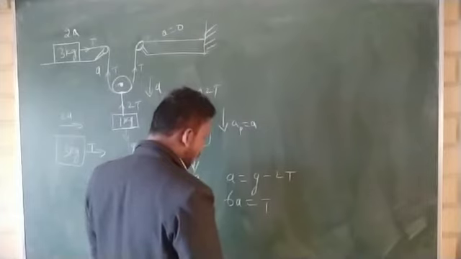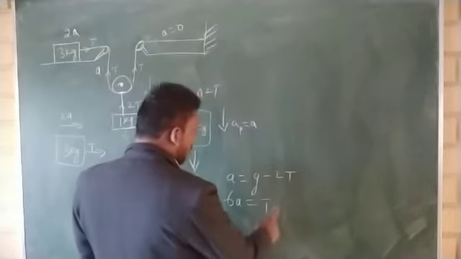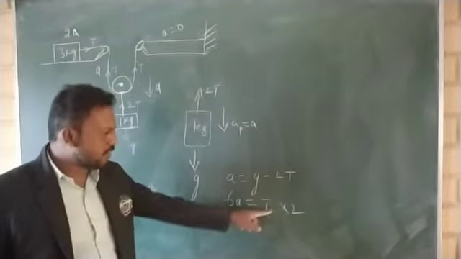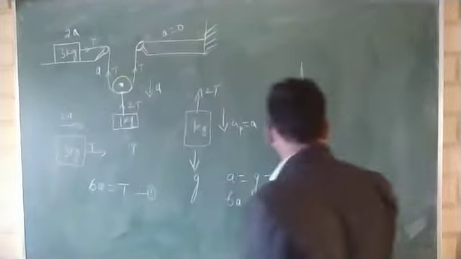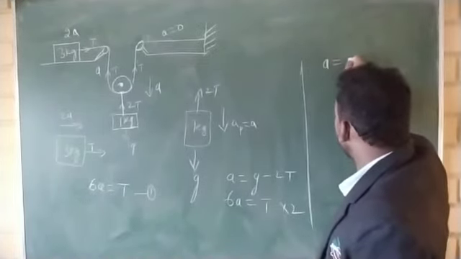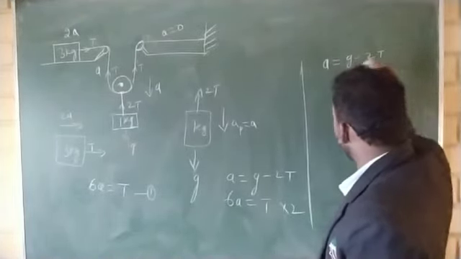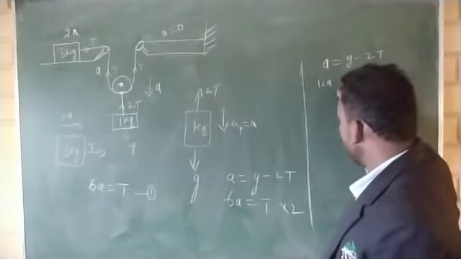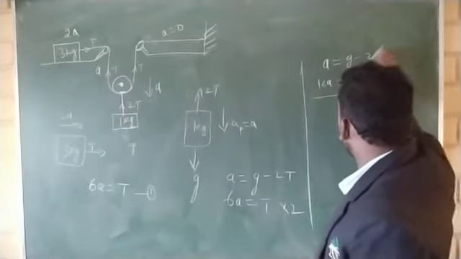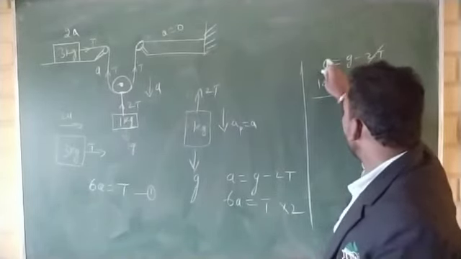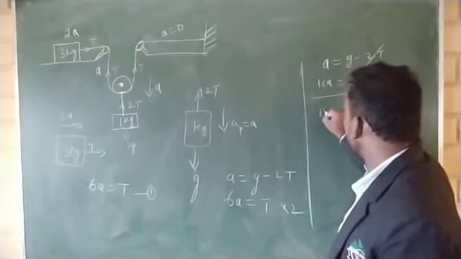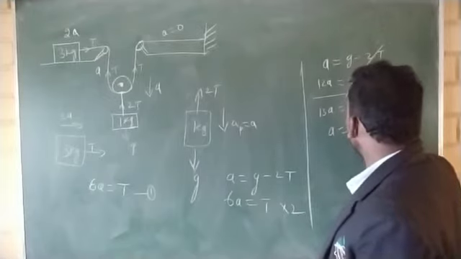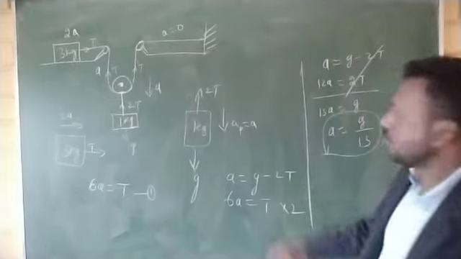Then multiply this equation by 2. Therefore 12A is equal to 2T. First equation is the same, A is equal to G minus 2T. And the second equation, 6 twos are 12A is equal to 2T. 2T cancel. 12A plus A is 13A is equal to G. A is equal to G by 13.